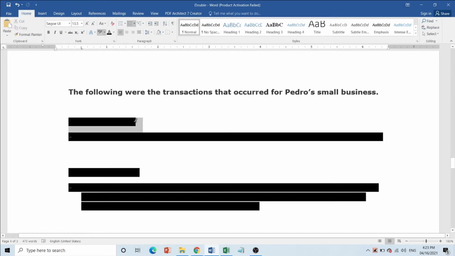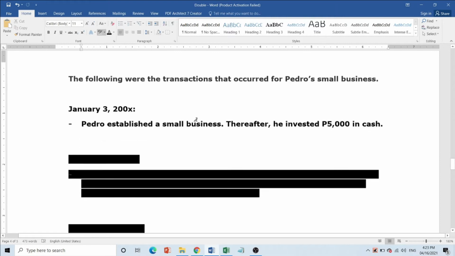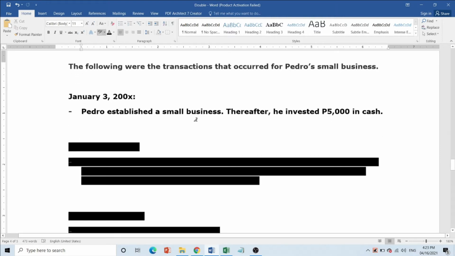So ang sunod kong gagawin is unclear ko ito. Yan. Noong January 3, 2000X, Pedro established a small business. Thereafter, he invested 5,000 in cash. Okay. So si Pedro po ay nag-establish ng isang small business and nag-invest po siya ng 5,000 in cash. So paano po natin i-journalize ang particular transaction nito?